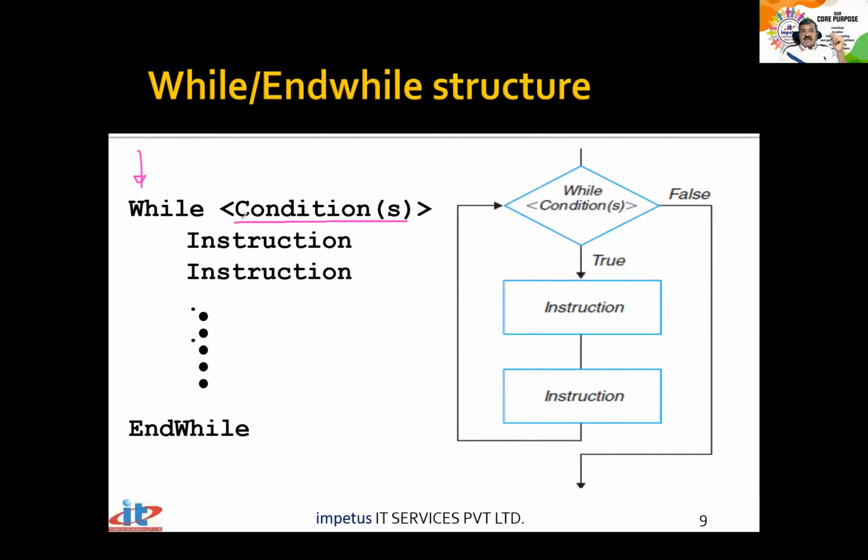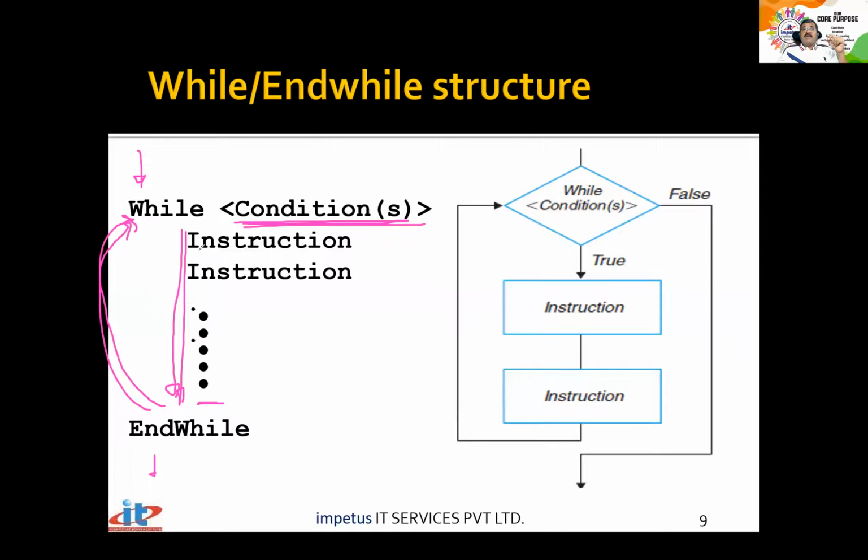If the condition evaluates to true, the control will go inside. But after executing all the instructions, it will not come out. Rather, after executing all instructions, the control will go back to the condition once again. Again, it will check for this particular condition. Again, if the condition is true, it will go inside and execute all instructions. But after executing the last instruction, the control always goes back to the beginning of the loop.